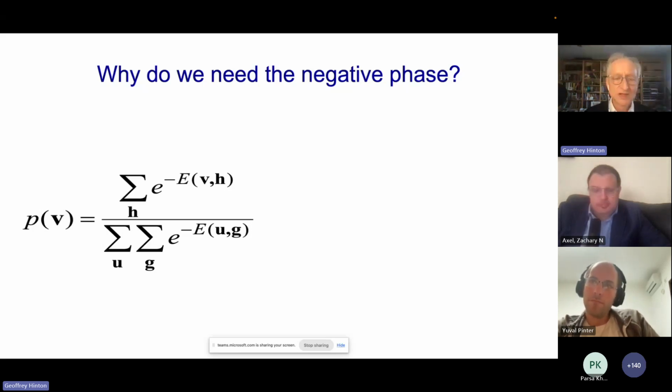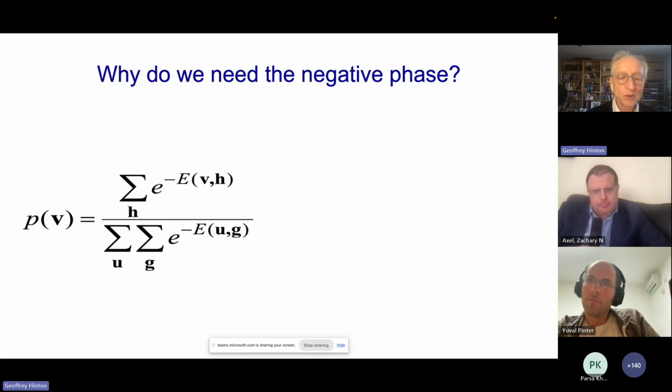And so what you're doing in the positive phase of the learning algorithm, when you're awake, is with each vector V, you're trying to fill it in with a hidden vector that goes well with it. That is a sensible interpretation of V. And then you're trying to make that combination more plausible by lowering the energy of that combination. But there's this normalization term. And you're not going to make it more plausible if you make everything more plausible.